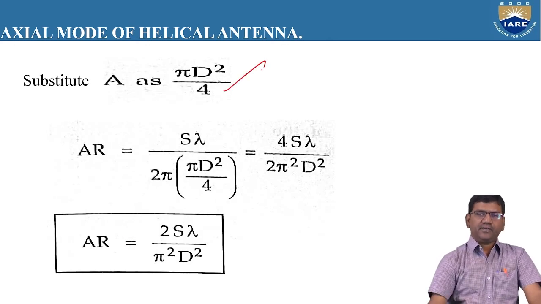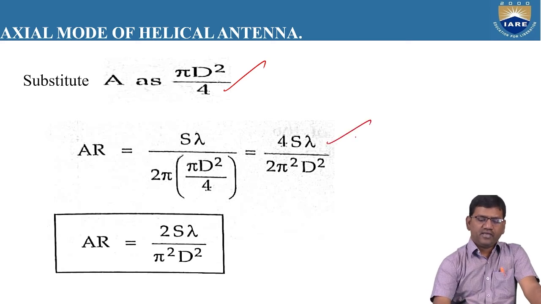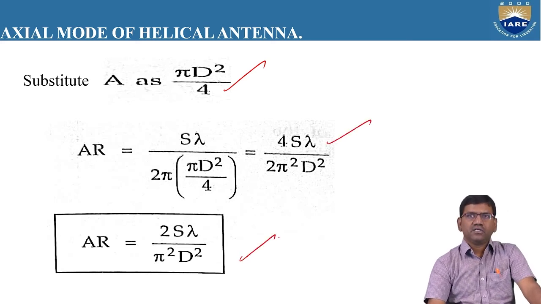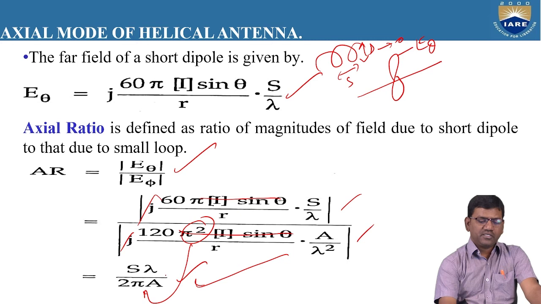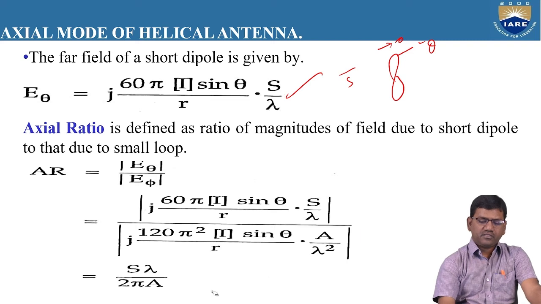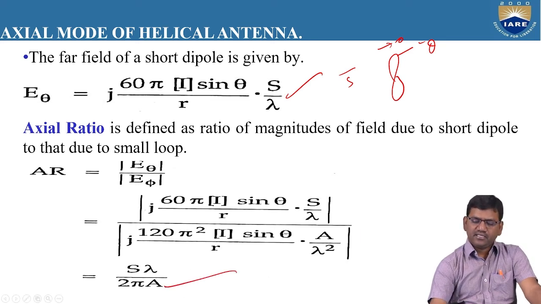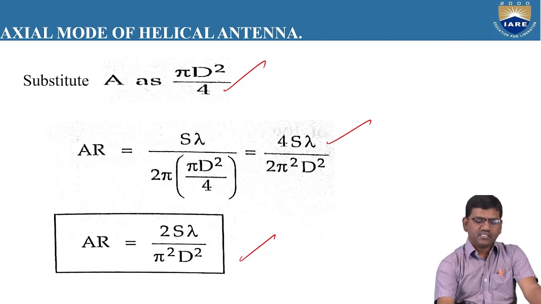So we know that A is equal to pi D square by 4. If you substitute A is equal to pi D square by 4 in the above expression and simplify, you will get AR is equal to 2S lambda by pi square D square.